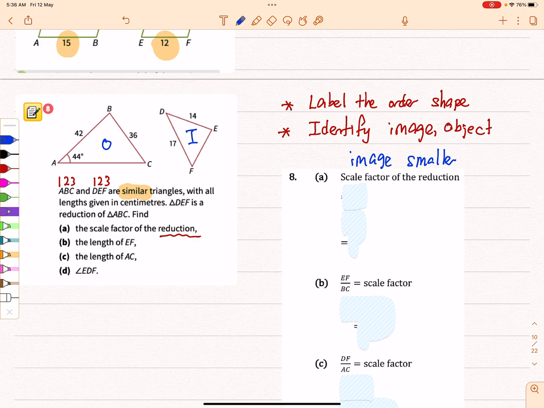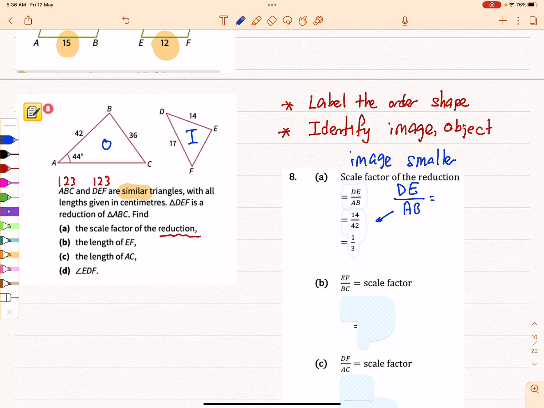So let's just try. If I look at DE, DE is 1 and 2. Then I must look at AB, which is 1 and 2 as well. So AB, fortunately, I have both the lengths. So I could say that this is 14 over 42, and therefore the answer is 1/3, right?